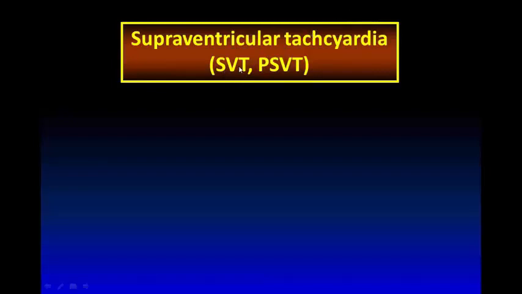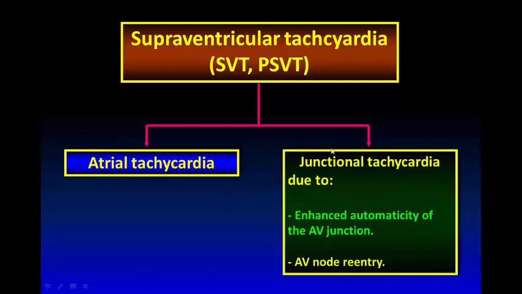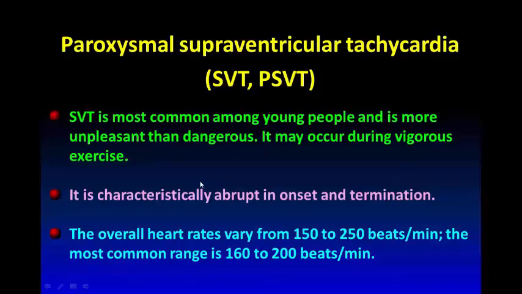Having finished with the description of atrial premature complexes, the atrial extrasystoles, now let's describe supraventricular tachycardia, SVT, which is also known as paroxysmal supraventricular tachycardia. This arrhythmia is further subclassified into atrial tachycardia and junctional tachycardia, which might arise as a result of re-entry through the AV node or enhanced automaticity of the AV junction.